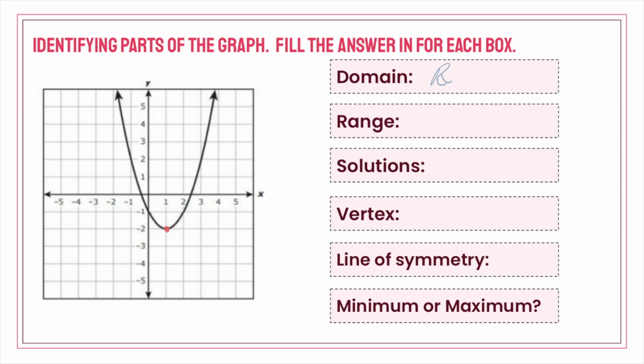So our range we know is going to go between -2 and +infinity because it is going up and out forever, but it's never going to go down below -2. Then we have to take a look at our solutions.